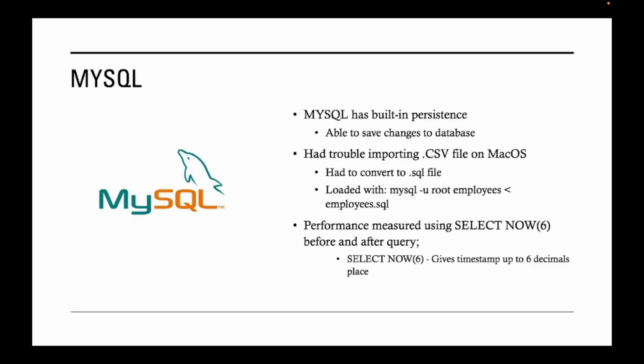Our first system is MySQL. Since it's a traditional row store system, we expect it to perform well on our OLTP queries. A key feature of MySQL is its built-in persistence. It is able to save changes to the database, which is crucial for transactional integrity. During setup, we had some trouble importing CSV files on Mac OS, and we had to convert the data to a standard SQL file. For performance measurement, we use the select now function before and after the query, which gives us a timestamp up to 6 decimals.